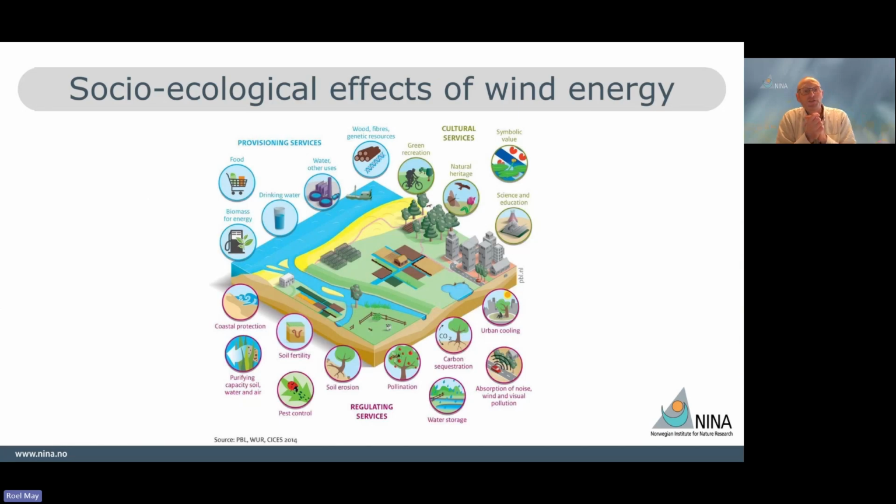The same you could say for socio-ecological effects. The ecosystem services, the contributions and benefits that we gain from nature as humans, may also be affected. If a wind farm is built, you might lose access to recreational sites. You might not be able to do berry picking or hunting or fishing, etc. These things can also be affected, and it is important to understand the impact on them.